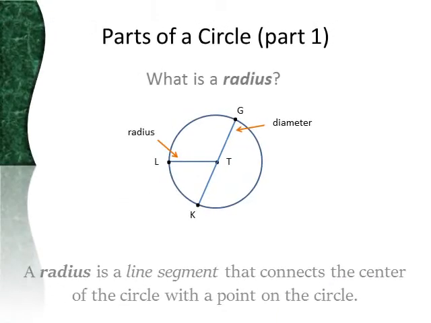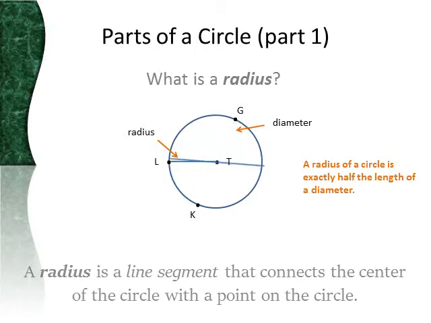Look at the illustration and notice that the radius of circle T is exactly half the length of the diameter, and technically there are three radiuses shown here. Although we shouldn't say radiuses, we should say radii. Radius is singular, meaning one, and radii is plural, meaning more than one. Now there is your very short English lesson for today. There are three radii shown in this illustration: radii TL, TK, and TG.